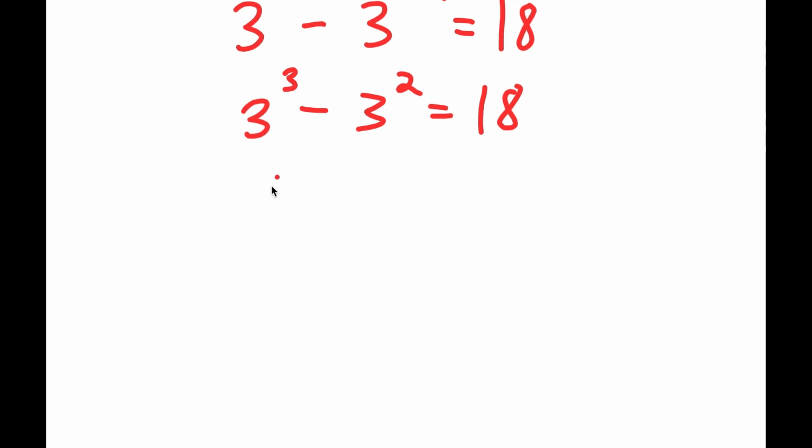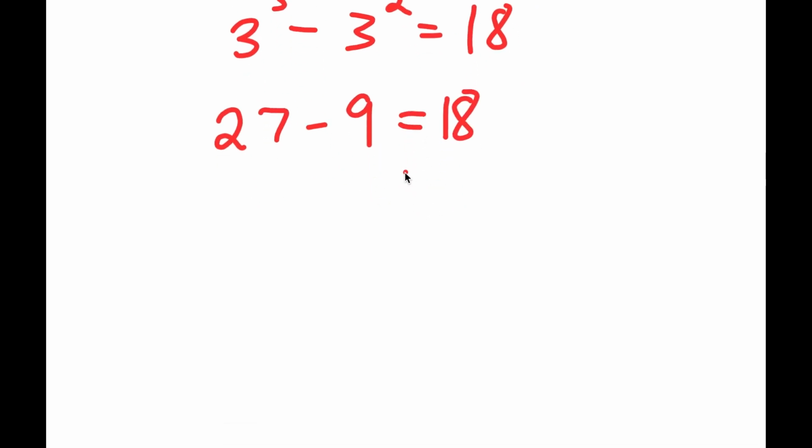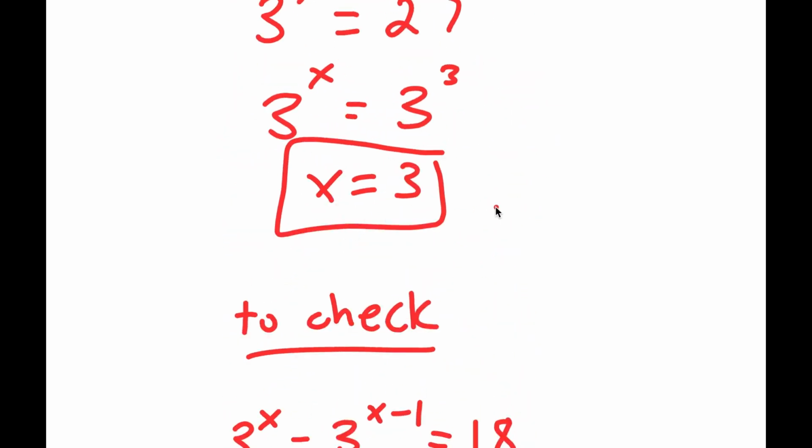And 3 to the power of 3, this is equal to 27. 3 to the power of 2 is equal to 9, so I have 27 minus 9 is equal to 18. And 27 minus 9, that is 18. So I get 18 is equal to 18, and because this is right, my solution of x equals 3 is also right.